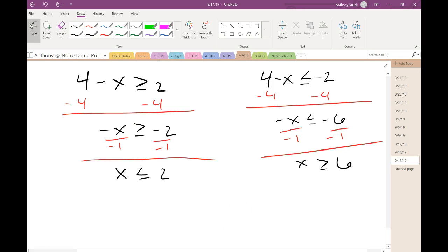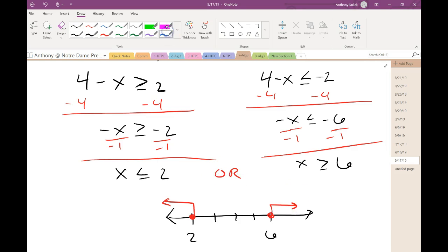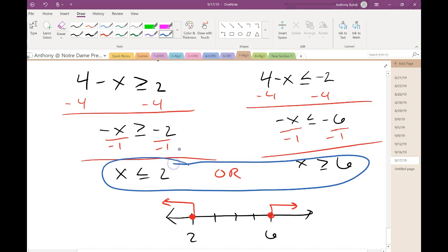Note that I flipped the sign there on that one when I divide by the negative. So, to do my check, 2, 3, 4, 5, 6. So filled in at 2. Less than 2 is over here. Greater than 6 is over there. This is an OR. So notice I had to flip this inequality twice and this one 3 times. Ay, ay, ay. Okay with that?